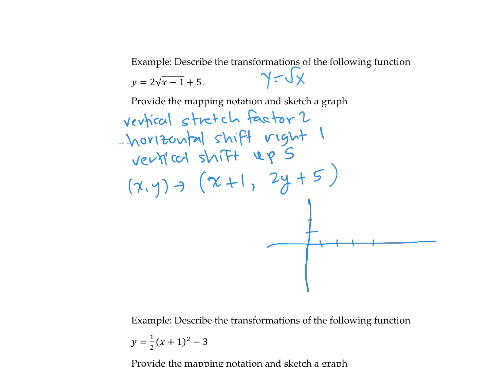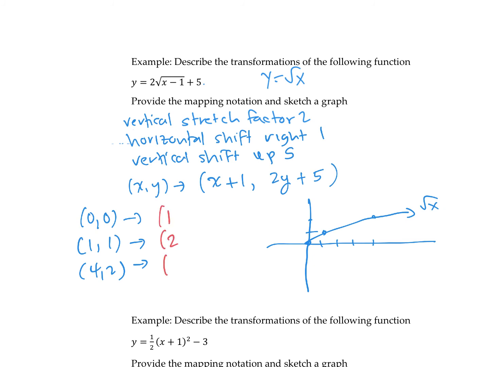So here's my parent function. So there's root x. That's what we're starting with. So I can pick some numbers. So 0 zeros on root x, 1 ones on root x, and 4 gives 2. What's going to happen to those points? Well, the x is going to add 1. So 0 plus 1 is 1. 1 plus 1 is 2, and 4 plus 1 is 5.